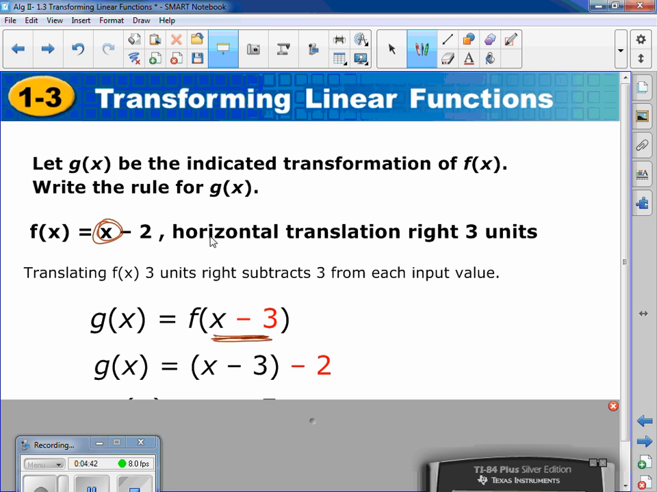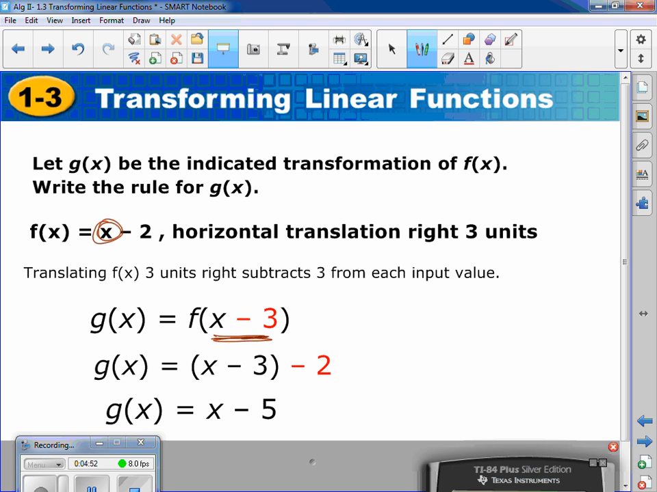Now I need to simplify. I only have the 1x, right? What's a negative 3 and a negative 2? Negative 5. So your answer is x minus 5.